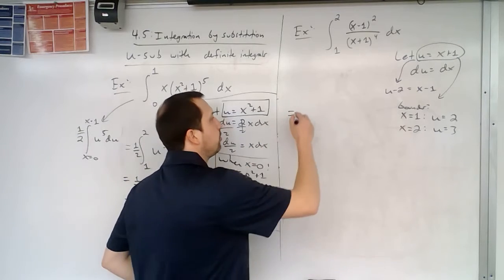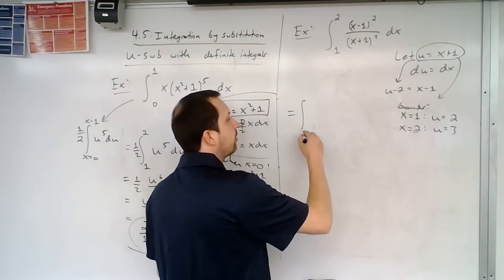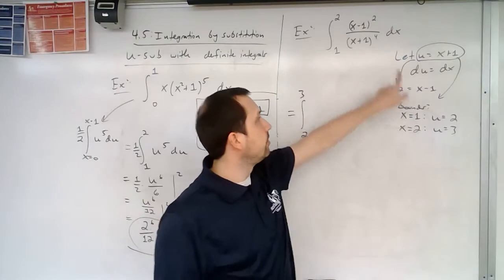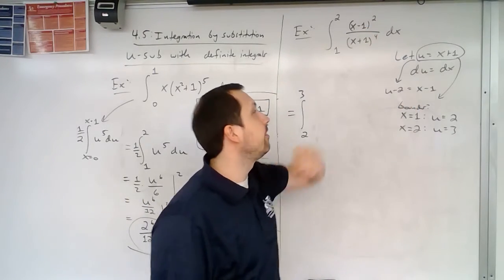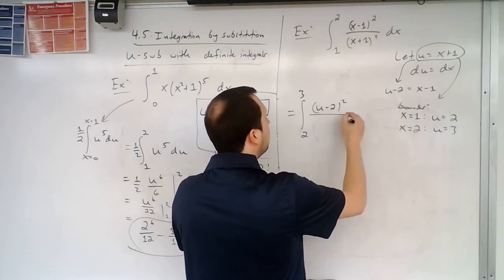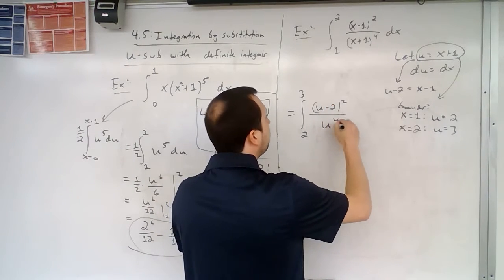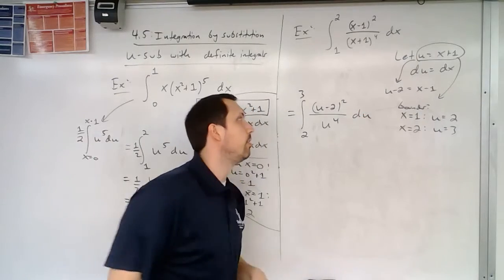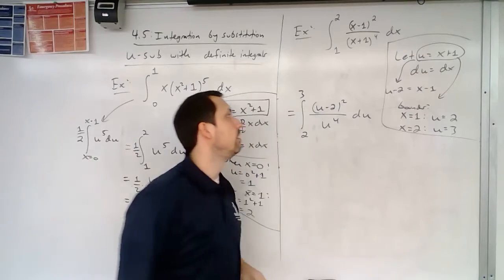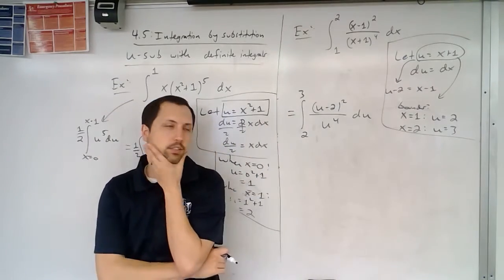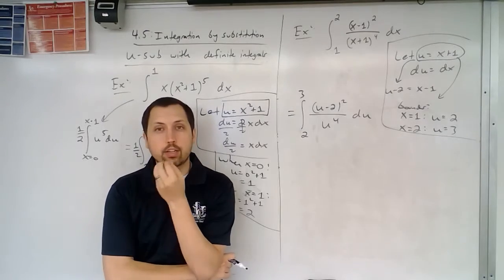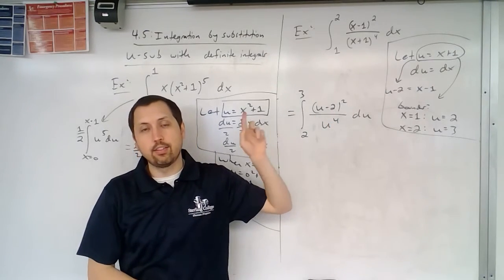So now I could substitute everything in. This is now the integral from 2 to 3. u minus 2 gets substituted in for the x minus 1. So I have u minus 2 squared divided by u to the 4th du. Now this requires a little bit more work. I can't integrate this yet.